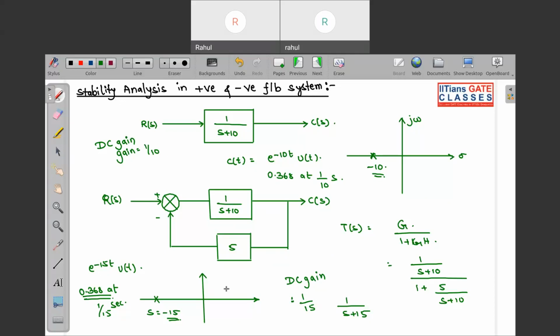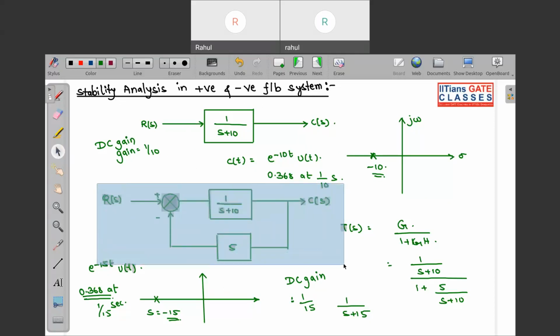So remember this point. This might be asked in theoretical kinds of questions. Now suppose, for the same system, instead of negative feedback, let us take positive feedback.